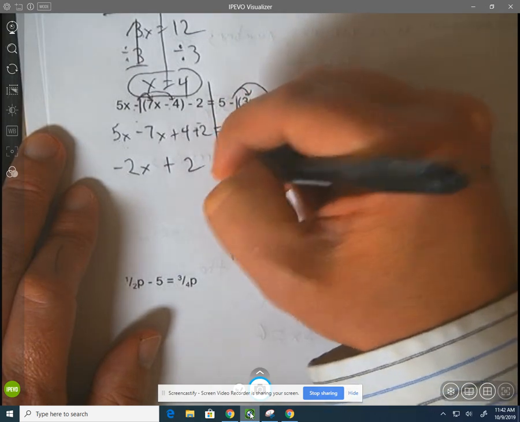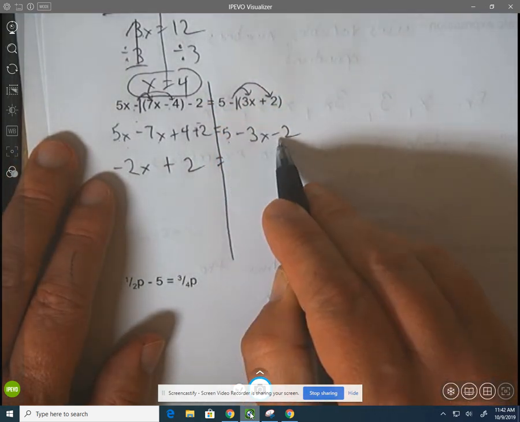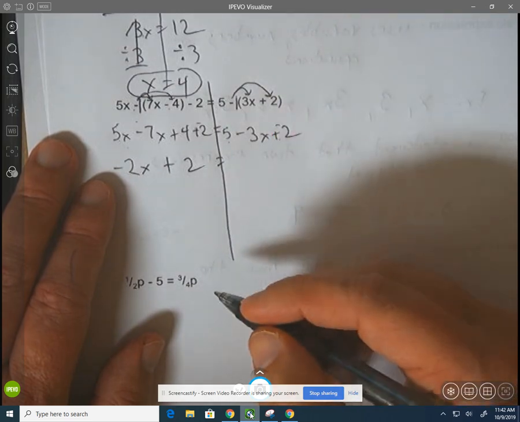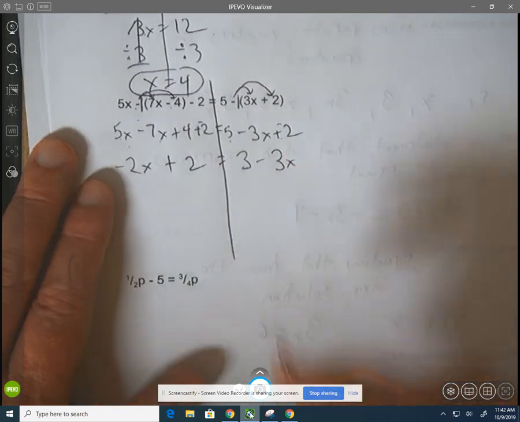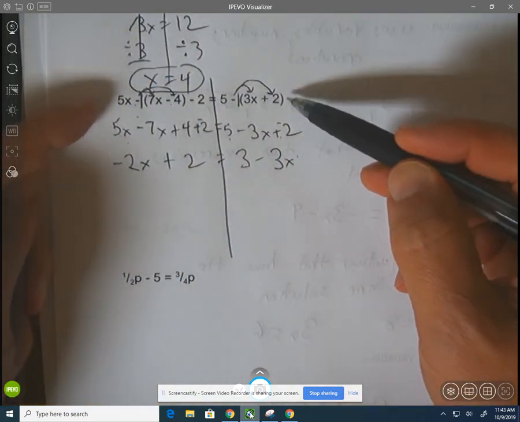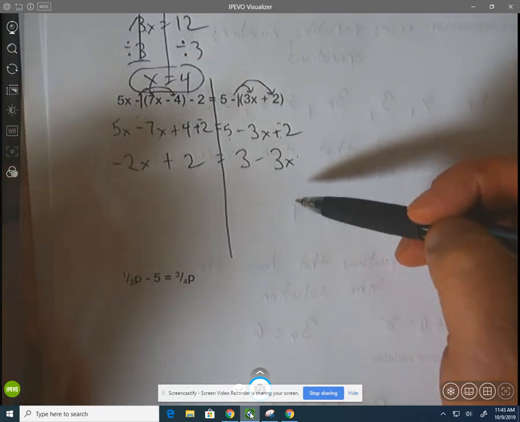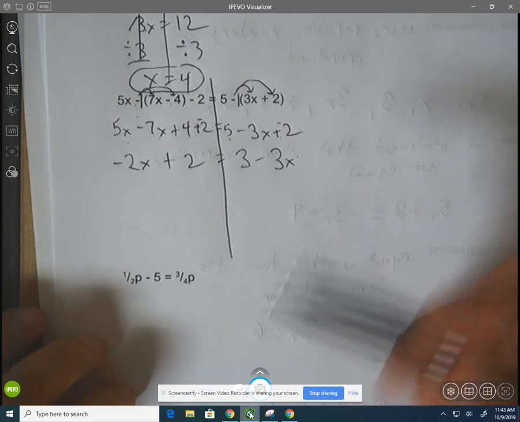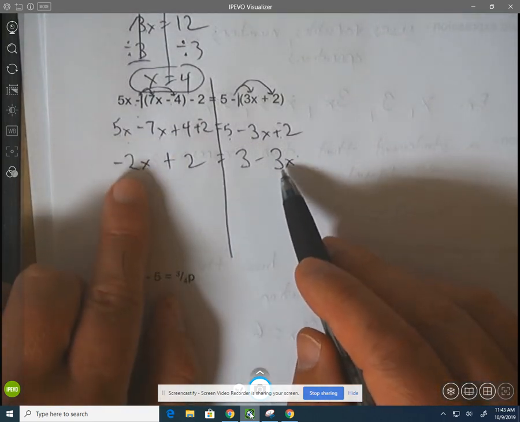That equal sign just continues to slide right down that line. And here I've got 5 and minus 2, or if you want to think of it that way, a negative 2. I've got 3 minus 3x. And again, this equation is equivalent to this equation, which is equivalent to this equation. We're just cleaning this equation up, making it a little bit simpler step by step until we get x by itself. Now I've got an equation with variables on both sides.